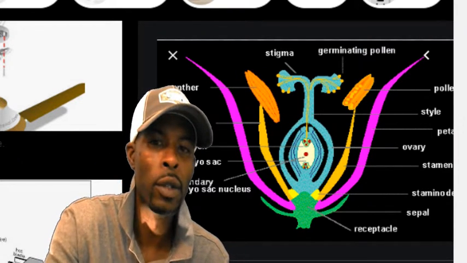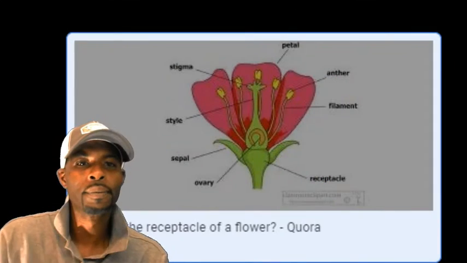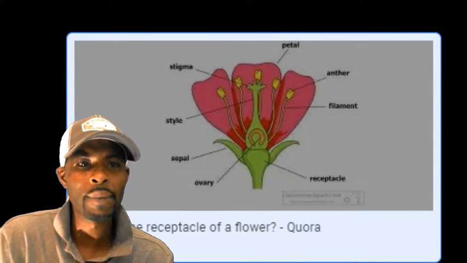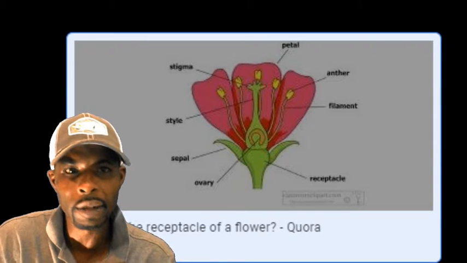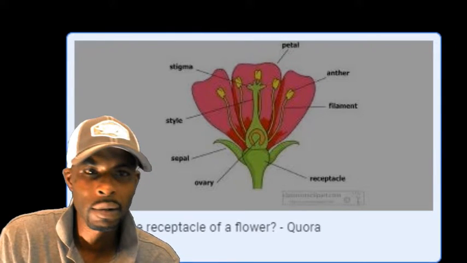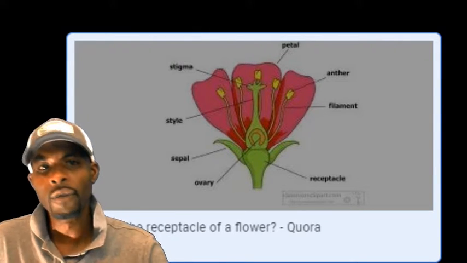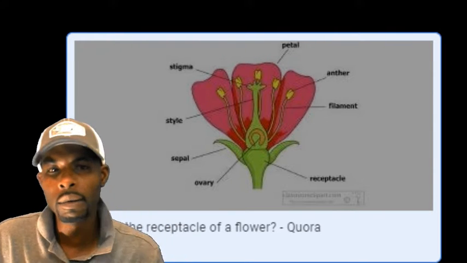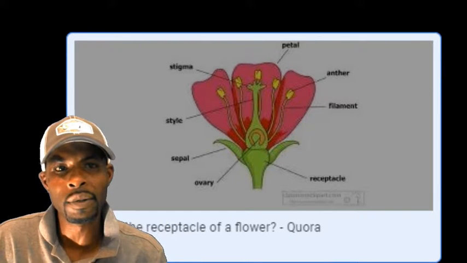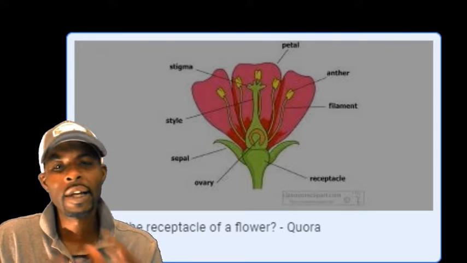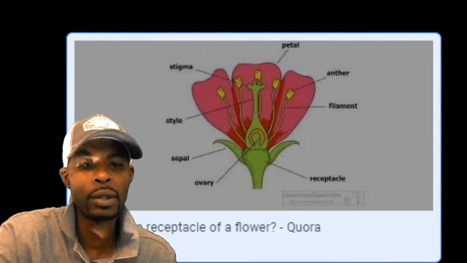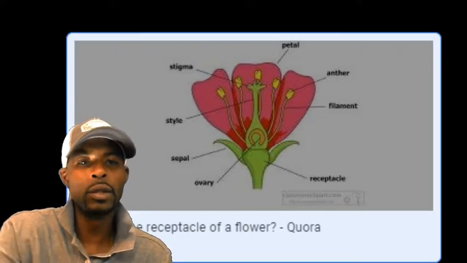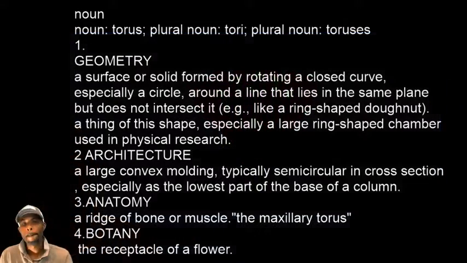Now let's go to another flower, which is all the same thing. You got the receptacle, the ovary, the filament, anther, petal, stigma, style, sepal. And if you notice in the middle of it, it kind of looks like a crescent moon. That's like the half aspect. But anyway, now let's go on to torus and see what that means, since receptacle and torus are the same.